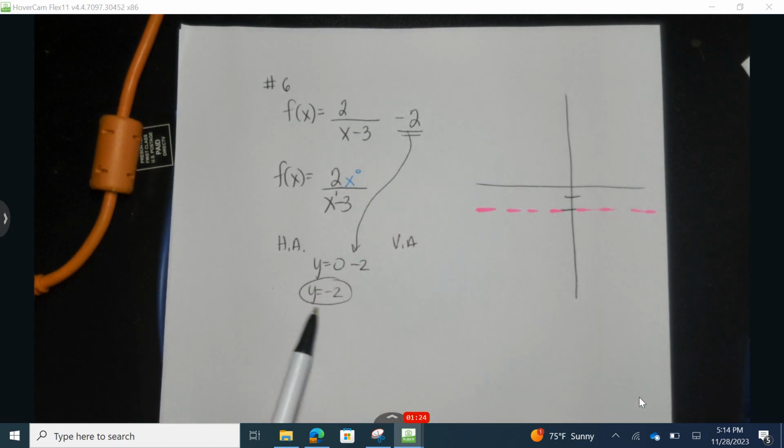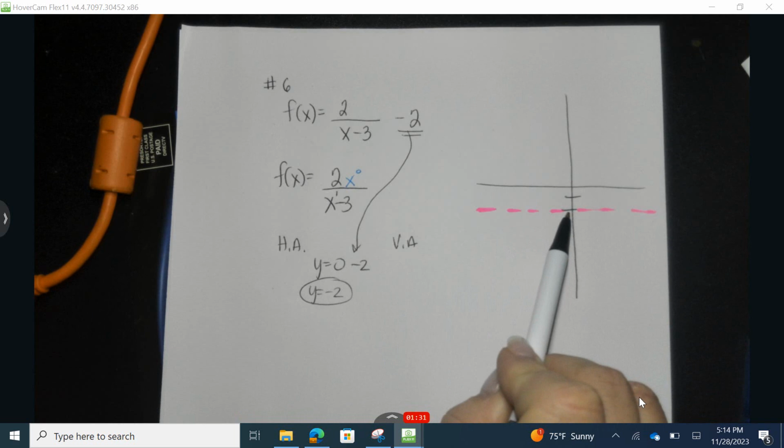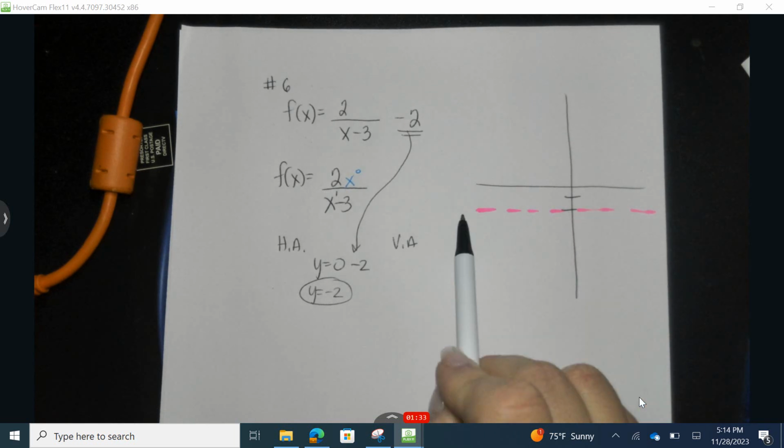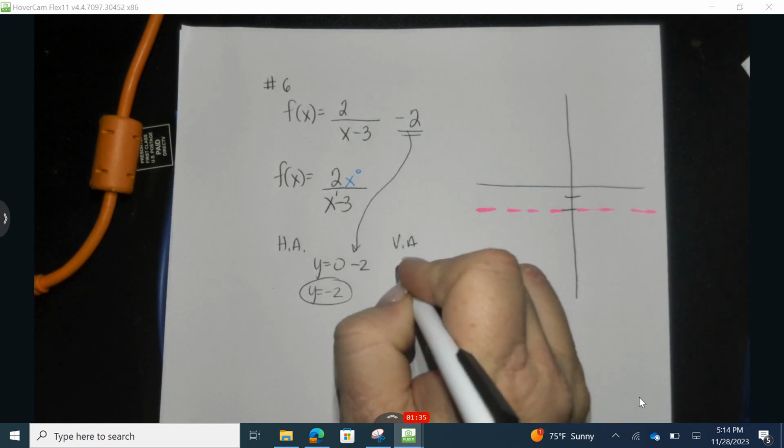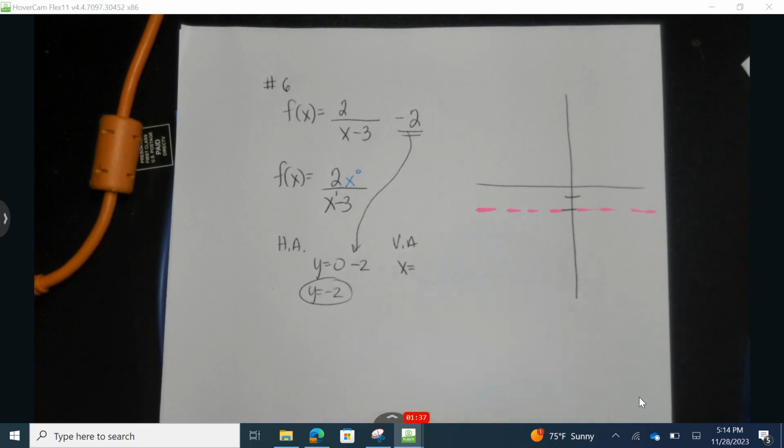Just as a little side note, we don't want to just write negative 2 as a value. We want to write it as an equation, so y equals negative 2. Why is it y? Because it cuts through the y-axis when we draw it. For the vertical asymptote, it will always be x equals.